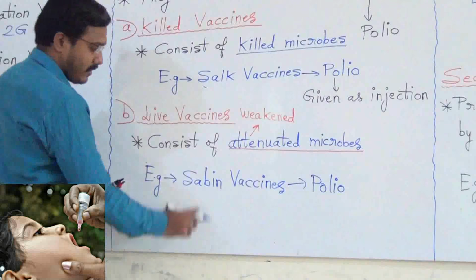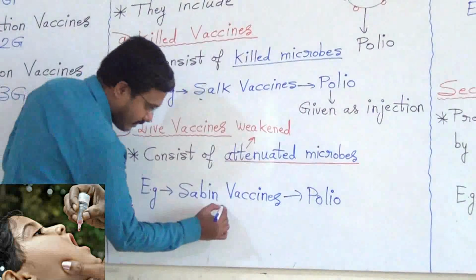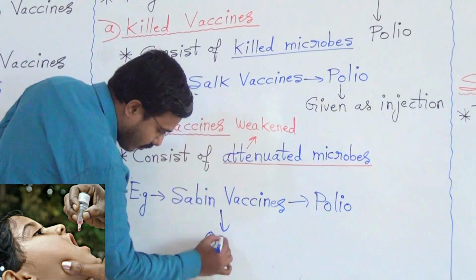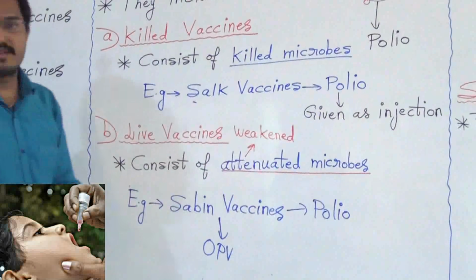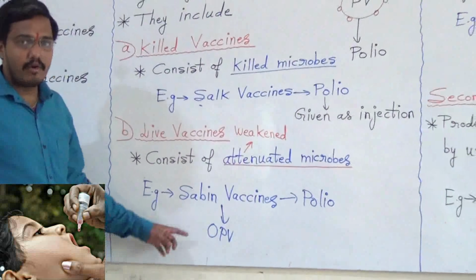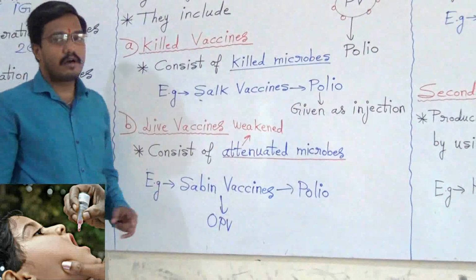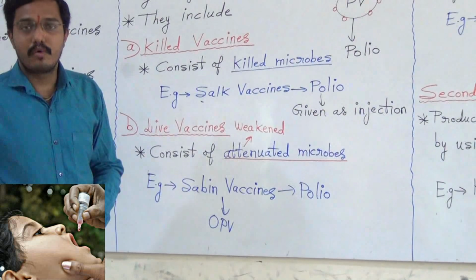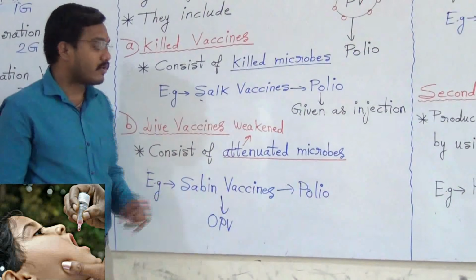It is prepared by scientist Sabin, Albert Sabin, and this vaccine is considered as OPV, oral polio virus, because this is given by oral route. So, which polio vaccine is now given to most children? That is the Sabin vaccines.